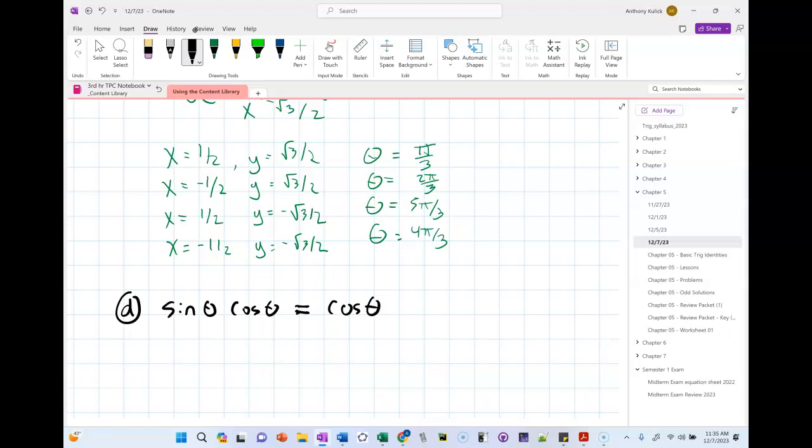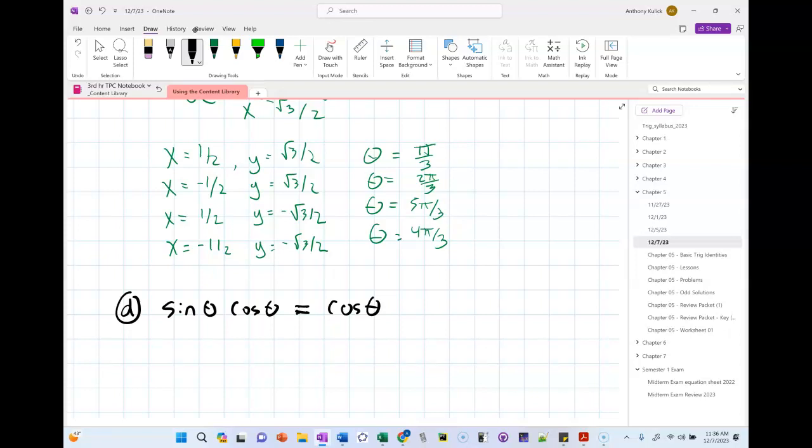How about this? Sine theta times cosine theta equals cosine theta. Who has an idea of what we could do first? What like terms do you see to combine?